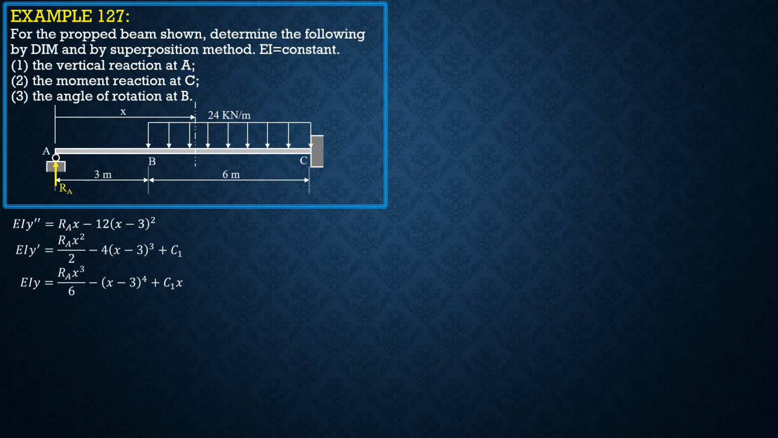So boundary conditions at the far end, when x is 9, the slope of the tangent at the fixed end is horizontal. So that means y prime is 0 when x is 9. So let's evaluate C sub 1. 0 equals RA 9 square over 2 minus 4 times quantity 9 minus 3, so 6 cube, plus C sub 1. So formulating the first equation, 40.5 RA plus C sub 1 equals 4 times 6 cube, or 864. Call that equation 1.